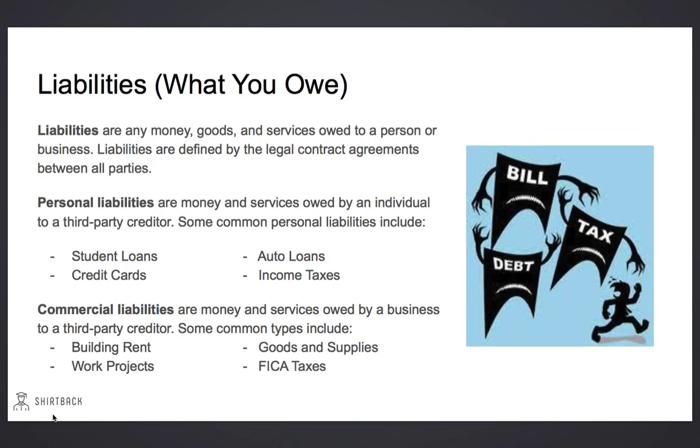Liabilities are what you owe. Liabilities are any money, goods, or services that are owed to another person or business. Our liabilities are defined by the legal contracts that we sign between all the parties.